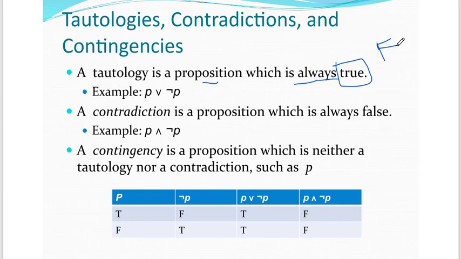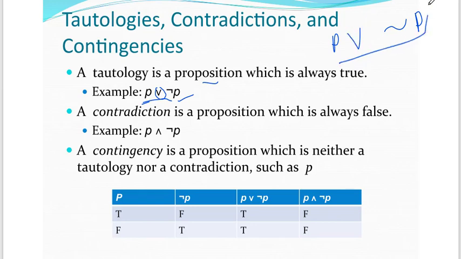Here, an example is P or negation P. So P or not P will become always true. Why always true?